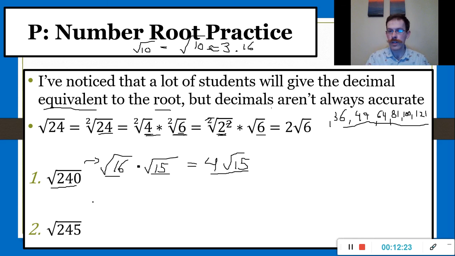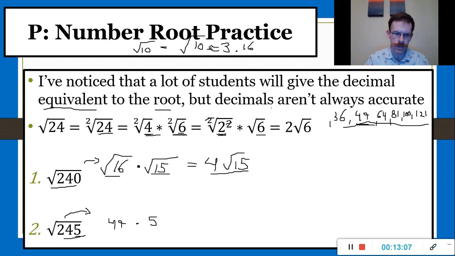Anyways, let's try the next one. 245. Now you might think, oh hey, 245 is super close to 240, it's got to be square root of 16 and something. No, not at all. I know that 245 is divisible by 5 because it ends in a 5. Let's see if it's divisible by 25. 245 divided by 25 gets me 9.8, so that doesn't work. But what if I divide it by 49? 245 divided by 49 is 5.